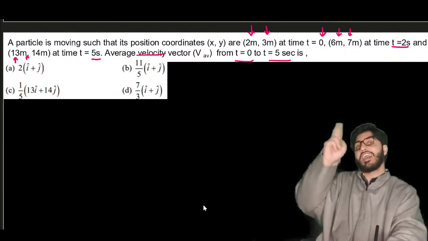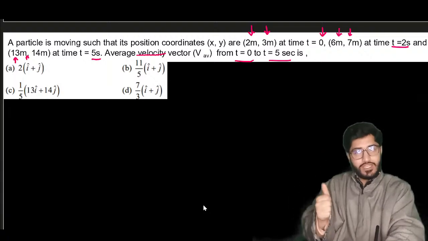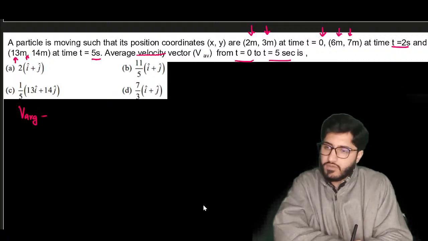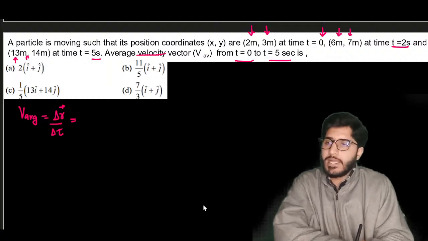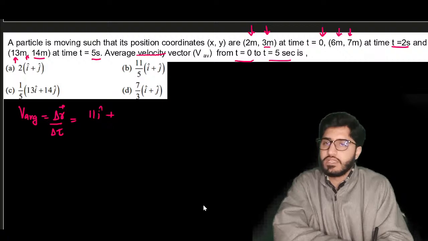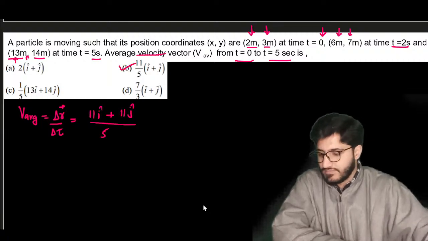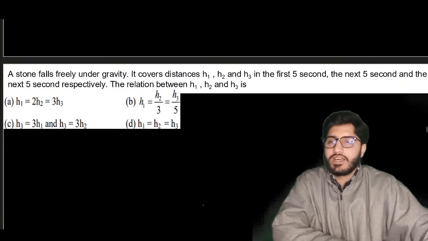Average velocity is final minus initial. Final is at 5, initial is at 0. So V average equals delta R by delta T. Delta R would be 14 minus 3, that is 11, so 11 I cap plus, 13 minus 2 is 11, so 11 J cap, divided by delta T. From 0 to 5, it will be 5. So option B is the correct answer. Easy, right? One line answer.